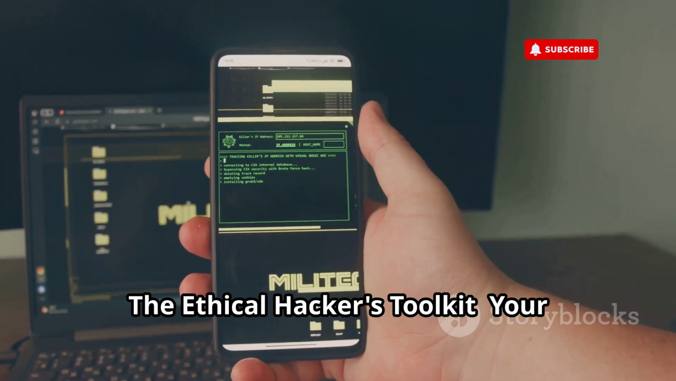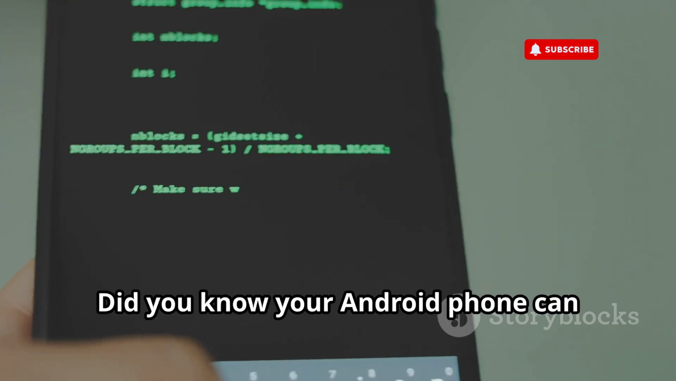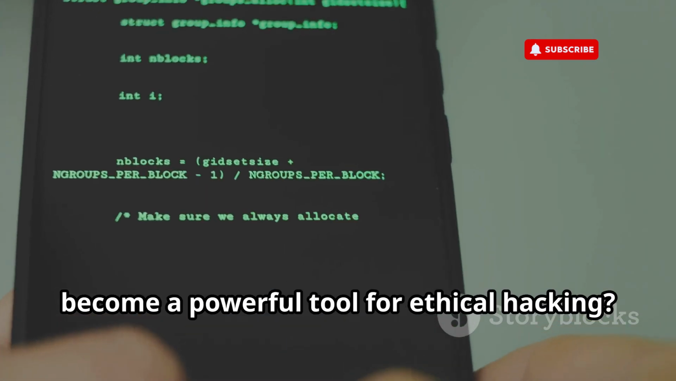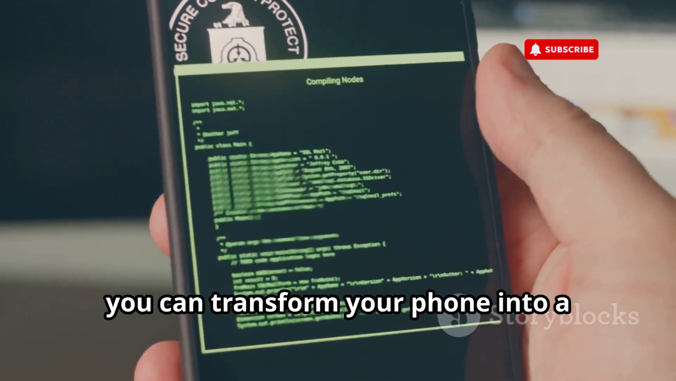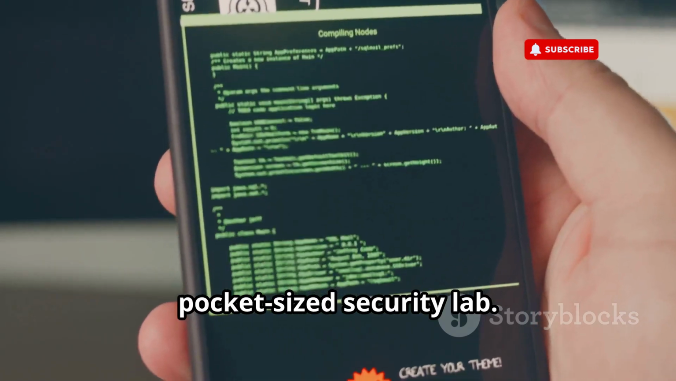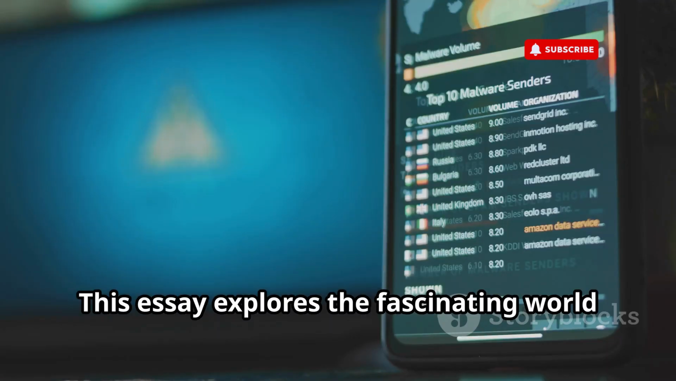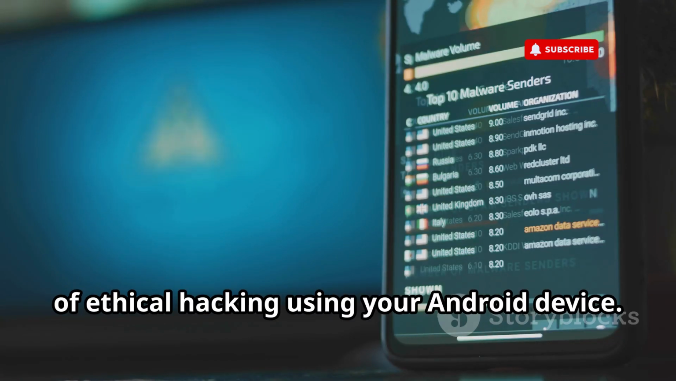The Ethical Hacker's Toolkit, your Android phone. Did you know your Android phone can become a powerful tool for ethical hacking? It's true. With the right knowledge, you can transform your phone into a pocket-sized security lab. This essay explores the fascinating world of ethical hacking using your Android device.